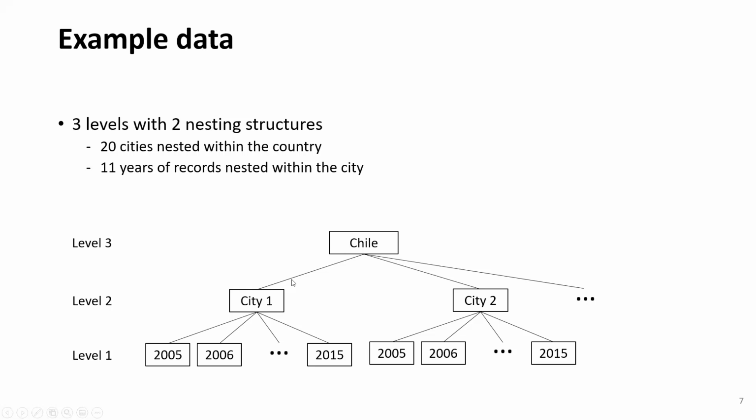Within Chile, we have 20 cities. Within one city, we have data of several years. So they are clustered, meaning the data under city 1 are kind of similar. We have to consider this clustering effect in our data analysis. Also, cities within Chile are similar, but at this time we don't have to worry too much about this clustering because we don't have data of other countries.